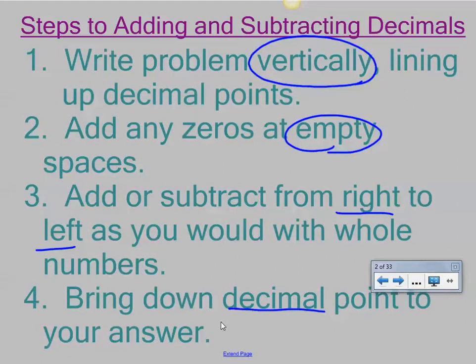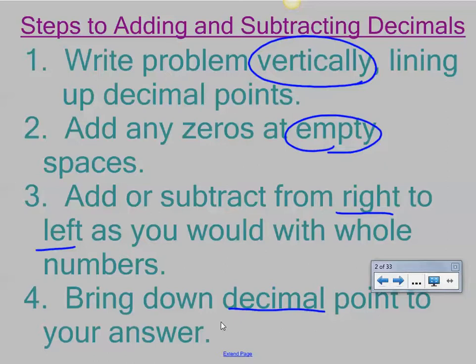So again, we're going to rewrite the problem vertically, lining up the decimal points. Add zeros at any empty spaces, and then you're going to add or subtract from right to left as you would with whole numbers. Then you're going to bring down the decimal point to your answer.